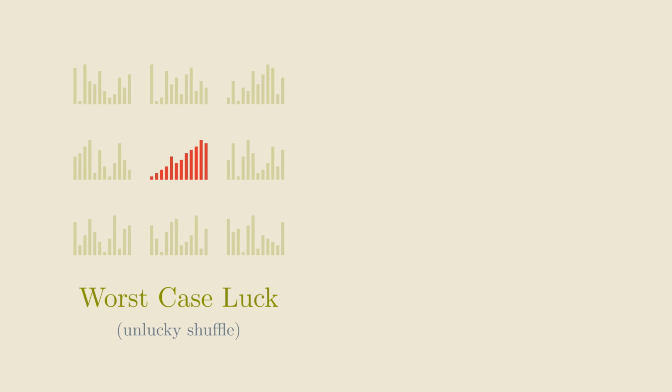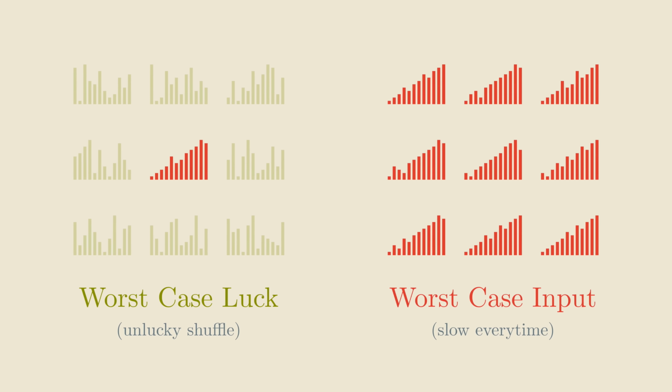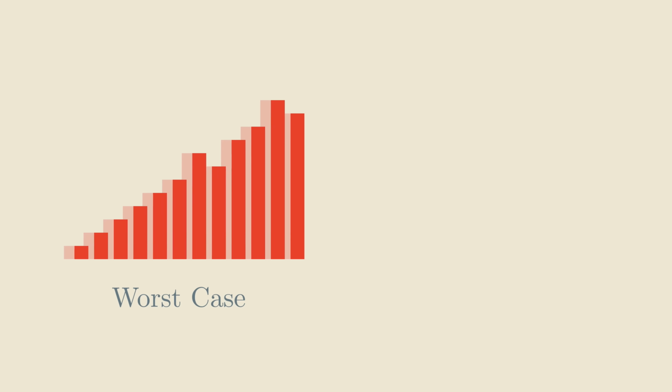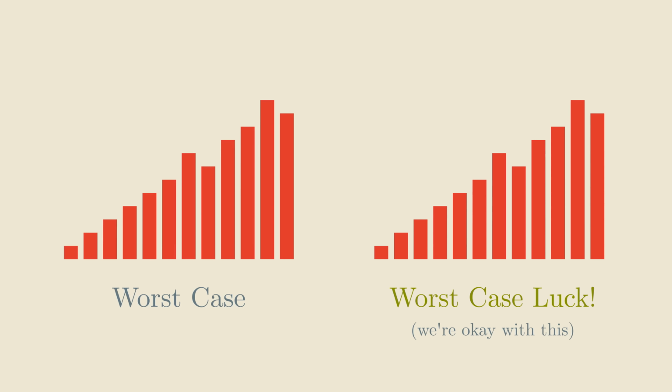Let's call the first kind of worst case luck, and the second kind worst case input. There's a huge difference between these two types of worst case. We're pretty okay with the algorithm being bad on worst case luck, because luck follows the laws of probability, and so we can calculate precisely how often this kind of thing happens. On the other hand, we want the algorithm to be good even if we get worst case input, because we don't know how often that will happen. Maybe the algorithm is being run by an evil adversary that wants to make our life difficult. They hopefully can't control our luck and the laws of probability, but they can definitely control what input we get.